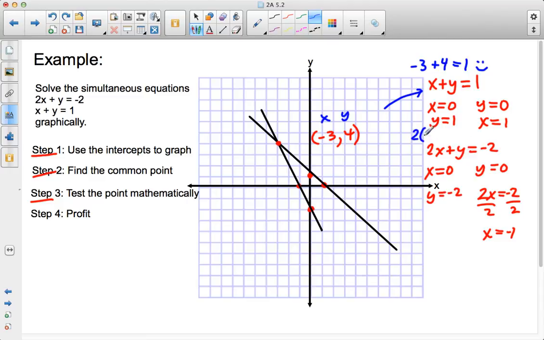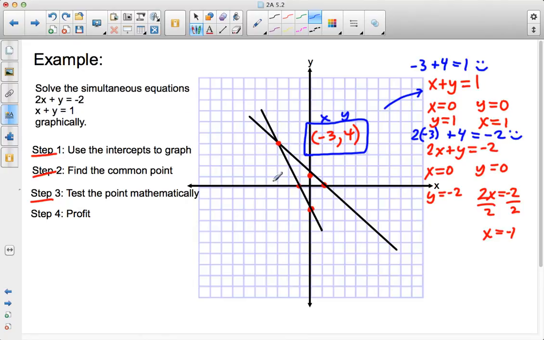So 2 times negative 3 plus 4 equals negative 2. Is that true? Negative 6 plus 4 does equal negative 2. That is true. So graphically, I can see that negative 3 comma 4 is a solution of the simultaneous equations 2x plus y equals negative 2 and x plus y equals 1.